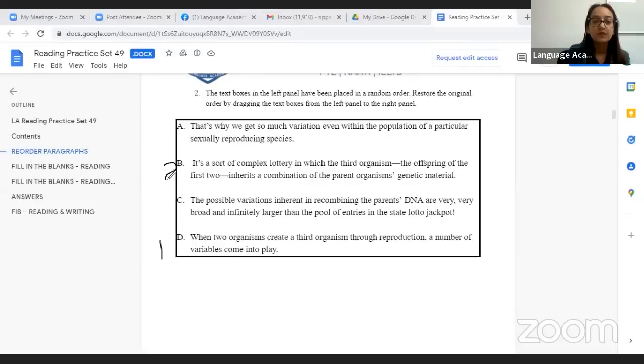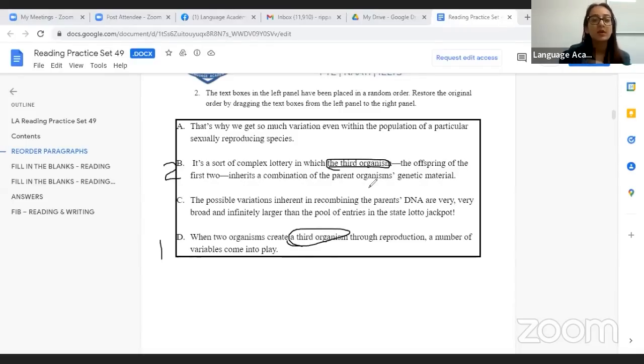So it's a sort of complex lottery in which the third organism. What is the rule that you have applied? The article rule: A comes first and the comes later on. A third organism, then the third organism. This is the first rule we do in reorders in the strategy classes. So this was based on the article rule. A comes first, the comes later on. It's a sort of complex lottery in which the third organism inherits a combination of the parent organisms' genetic material.